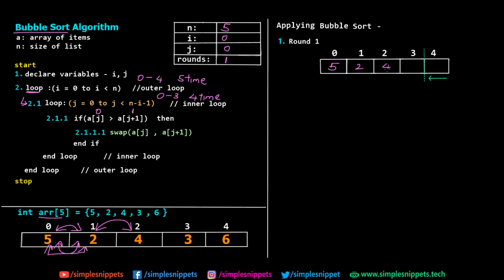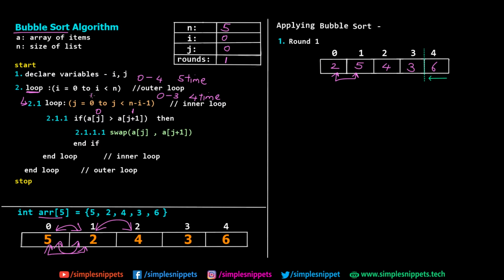5, 2, 4, 3 and 6. So first comparison is happening between these two values and j is 0, right? So 5 and 2 is compared. Is 5 greater than 2? Yes. So we have to do the swapping. So 2 will come over here and 5 will come over here. Now j plus plus will happen.